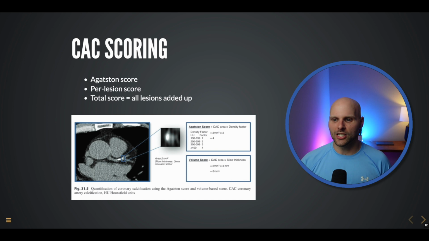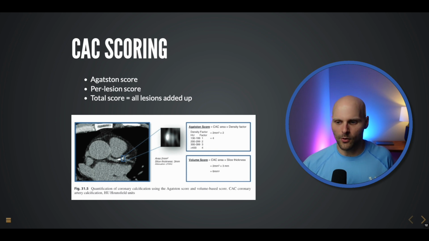So that's how we get that density weighting factor. And then we multiply that by the actual area itself. If you look at this picture, if you're following along, I'll explain it visually. It shows the Agatston score, meaning you have the CAC area times the density factor. The density factor is how we figure out, using the CT scanner, what the density is there. You have the area times that specific factor, and then you add those up together.